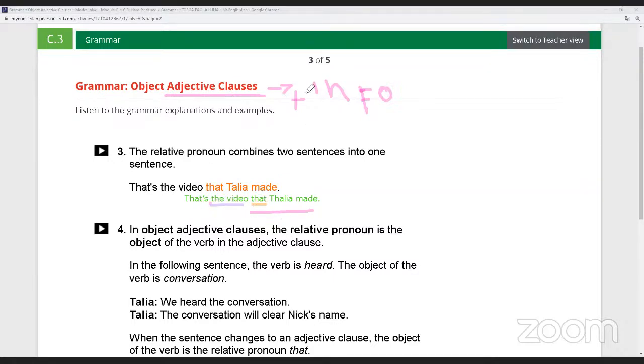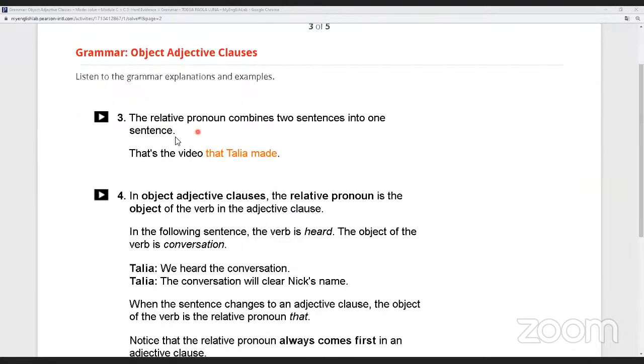This is your adjective clause where you're going to find more information about your object. The purpose of the relative pronoun is to combine two sentences into one sentence, and that's all, right? That's all. Is there any question, maybe? Is there any question, sorry, or not? No, Miss.